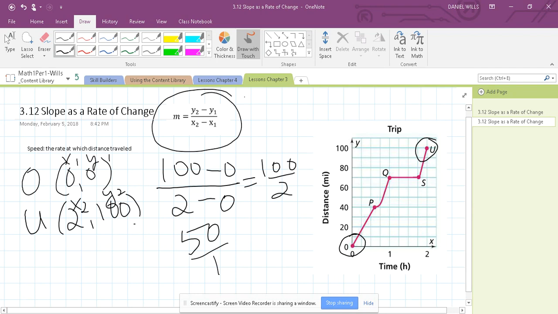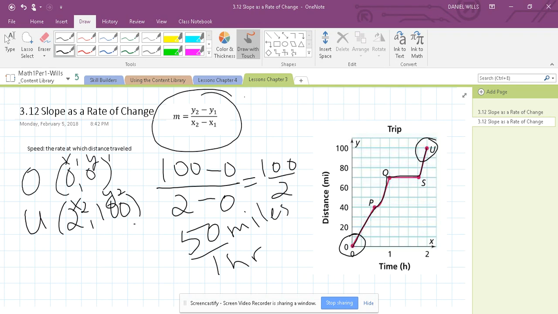And now what this is basically saying, for every 1 hour we travel, we will be driving 50 miles. So even though we had all these crazy changes from a constant slope to a curve to a flat line to a steep rate of change, all it's saying is that over the course of the whole trip, regardless of all those changes, our average speed was 50 miles per hour.